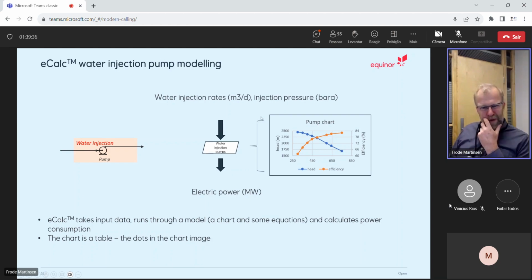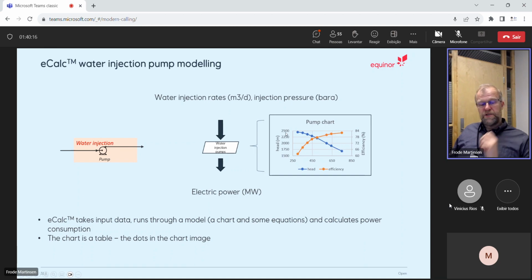You have to mention, though, that in eCalc, you put in rates in cubes per day and pressures in bar. You're not including rate in cubes per hour. eCalc converts internally. Likewise, head is pretty much the pressure ratio, or pressure difference actually here. As a rule of thumb, divide this by 10, and you'll have the pressure difference. So 2,500 is around 250 bars pressure difference between inlet and outlet side.